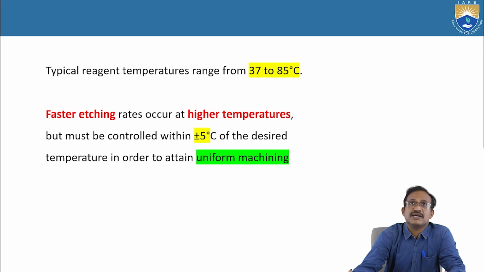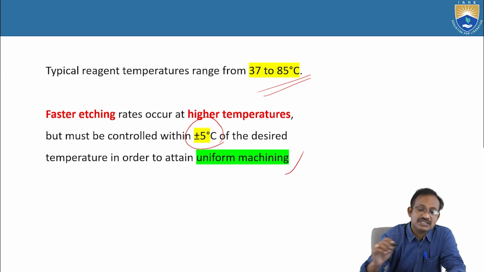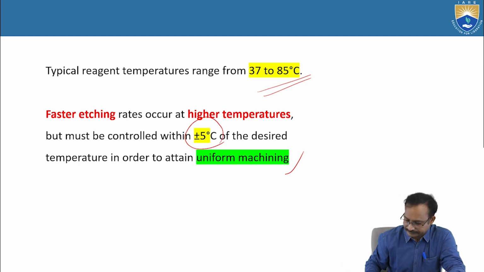Typical reagent temperatures range from 37 to 85 degrees centigrade. Faster etching rates occur at high temperatures but must be controlled within plus or minus 5 degrees centigrade of the desired temperature in order to attain uniform machining. So here plus or minus 5 degrees centigrade is allowed.